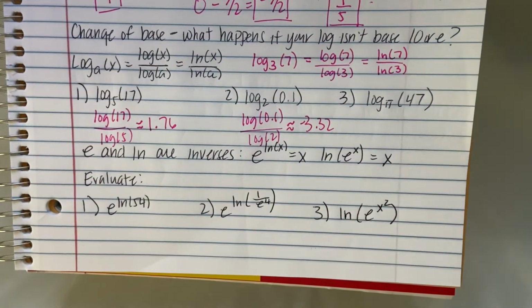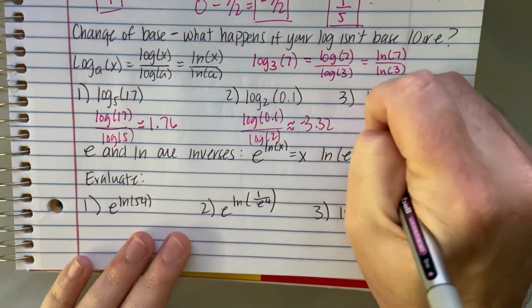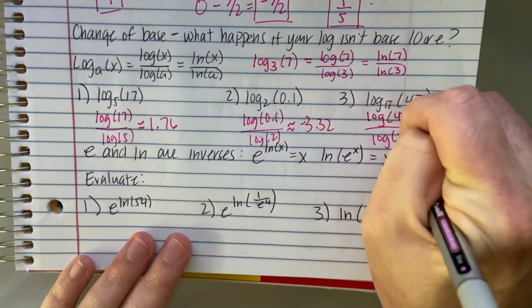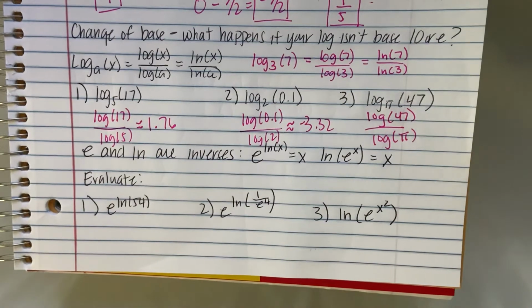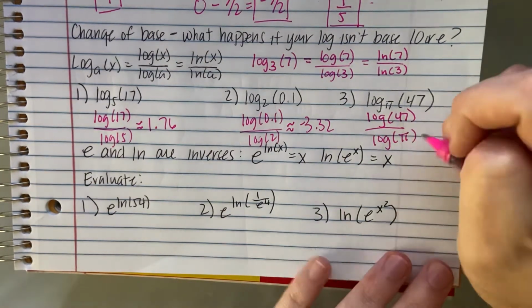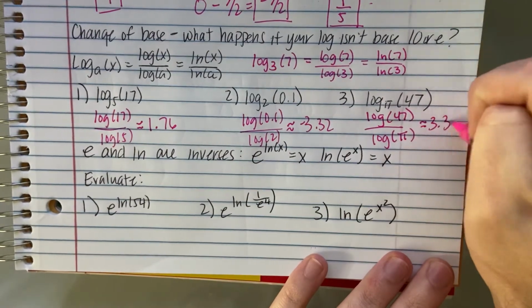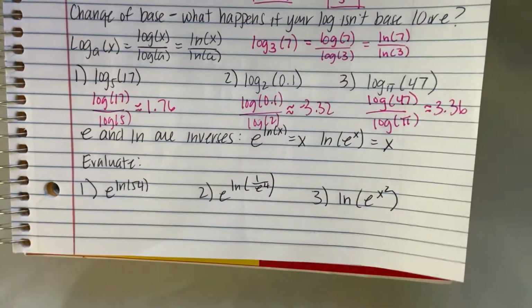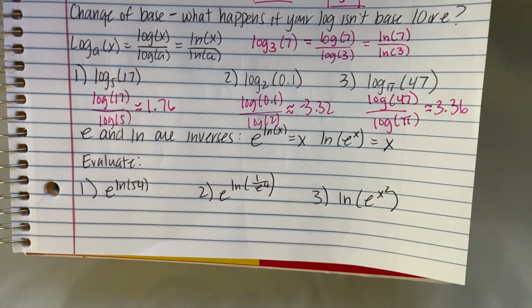And log base pi of 47 is the log of 47 over the log of pi. It doesn't discriminate. It works with numbers like pi. You get 3.36. I mean, it's really that simple to put these in the calculator. It's an easy section. One last thing to note, just like 10 and log base 10 are inverses, e and ln are inverses.